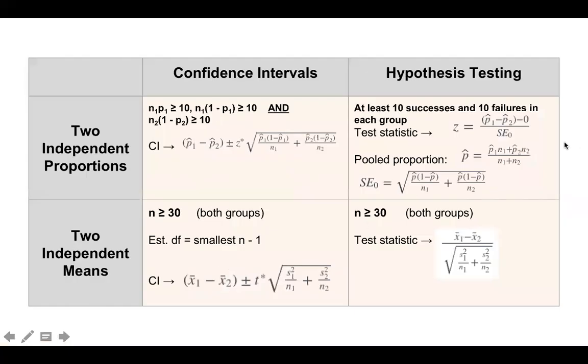Okay, so that's lesson 9 summed up in one chart, basically, with 2 independent proportions and 2 independent means and their respective confidence intervals and hypothesis tests. So again, you can kind of see the patterns between each of them. It makes it less overwhelming again.